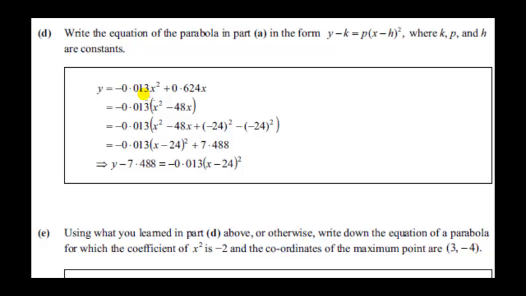Okay, so that's the first step, to factorize out minus 0.013, and we have to have minus 48 here to give us plus 0.624 times x. Next we do a process of completing the square. I briefly explained this earlier. We halve the coefficient of x, so we get half of minus 48, which is minus 24. And we square minus 24, because if we do that, we can write all of this thing as a square. We can actually write it as x minus 24 squared.